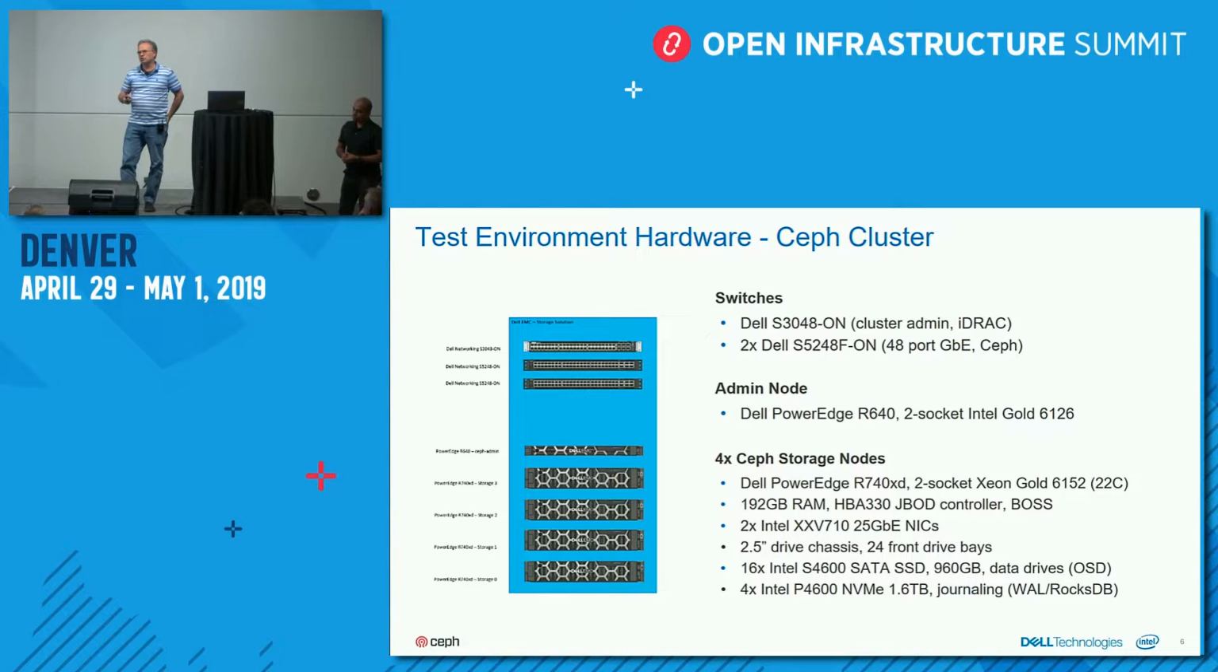As far as the storage devices go, we have 16 SATA SSDs for our data, for our OSDs. And then we have 4 P4600 NVMe devices for our BlueStore WAL and RocksDB.